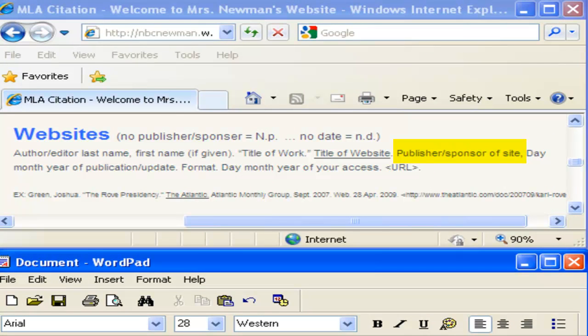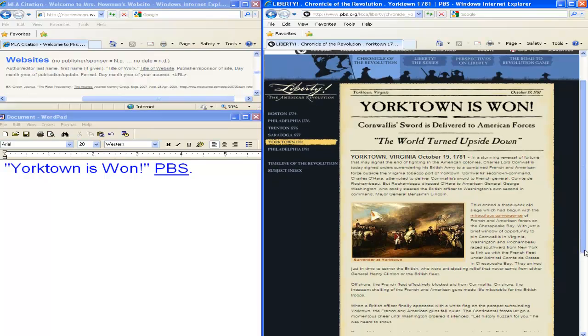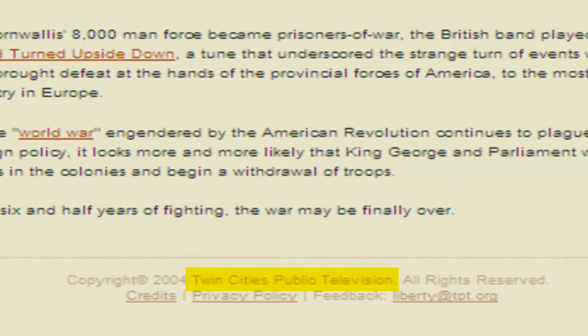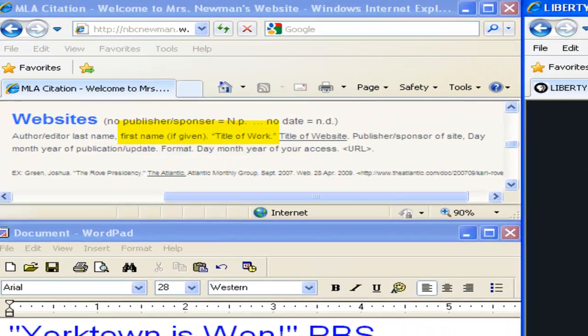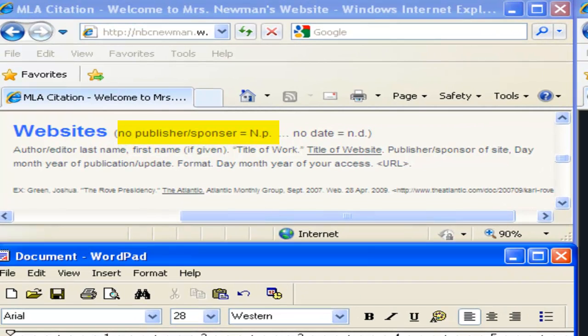Now we are asked for the publisher or sponsor. This is the person or company responsible for placing this information on the web, or the one who holds the rights to the information. Usually you will find this at the bottom near the copyright symbol, which is the C in a circle. Here we see our publisher is Twin Cities Public Television, which we will write next followed by a comma. If we could not find a publisher, remember we must insert the abbreviation N.P. to stand for no publisher given.